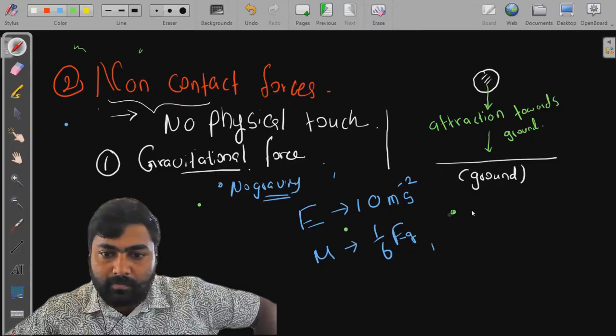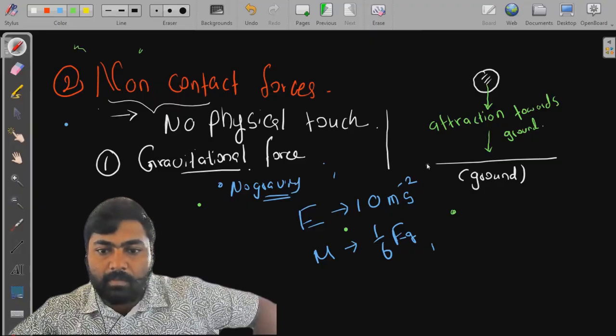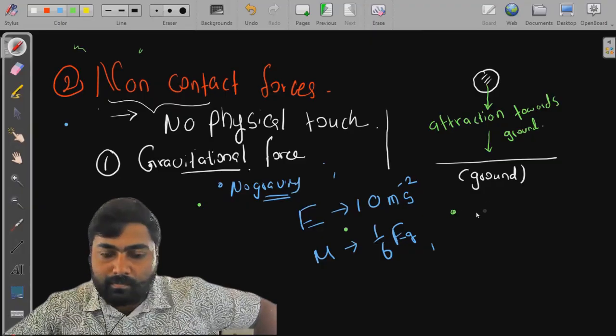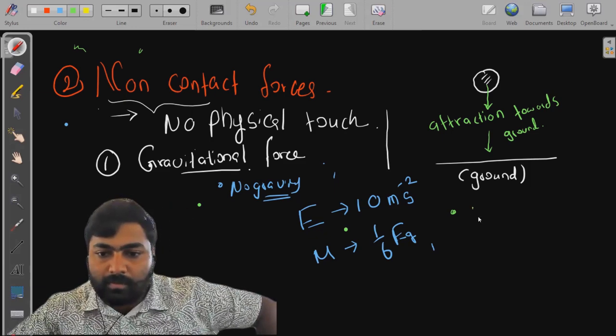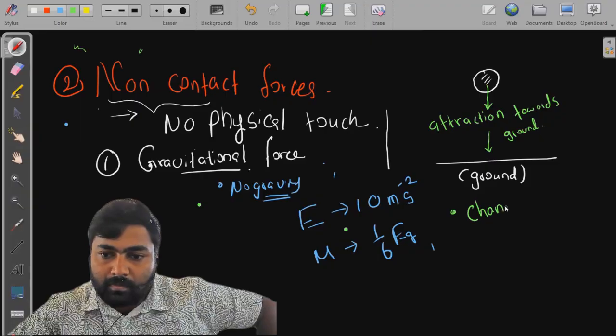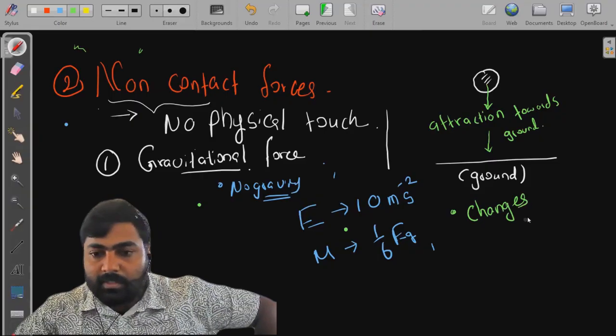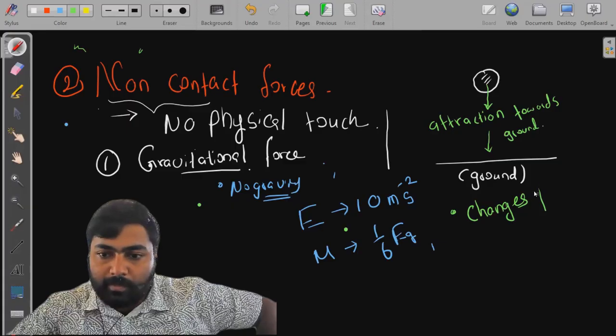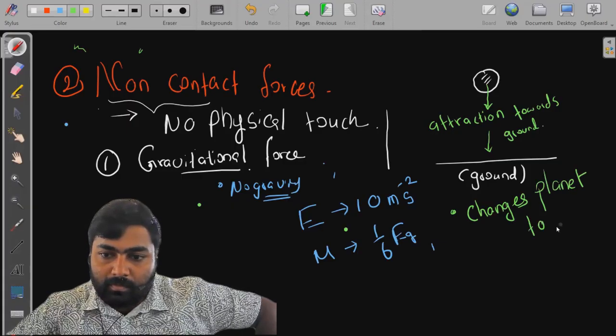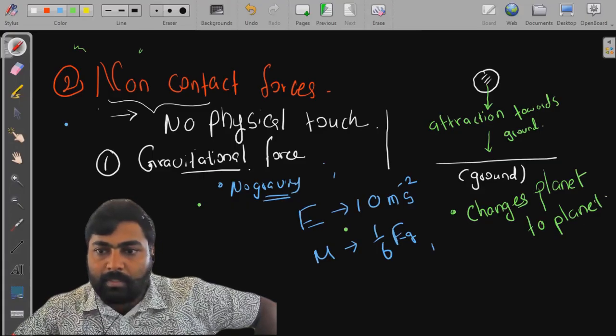Next point. Gravitational force changes from planet to planet.